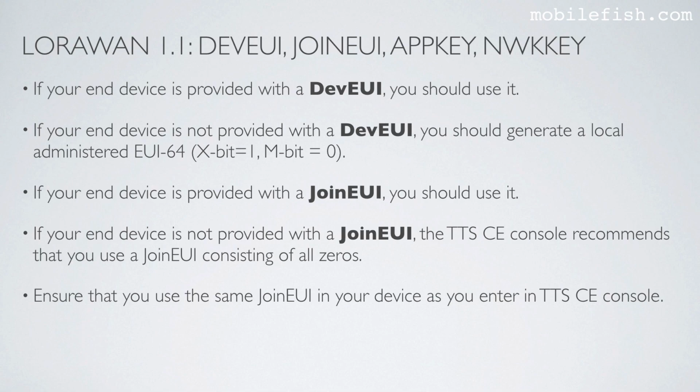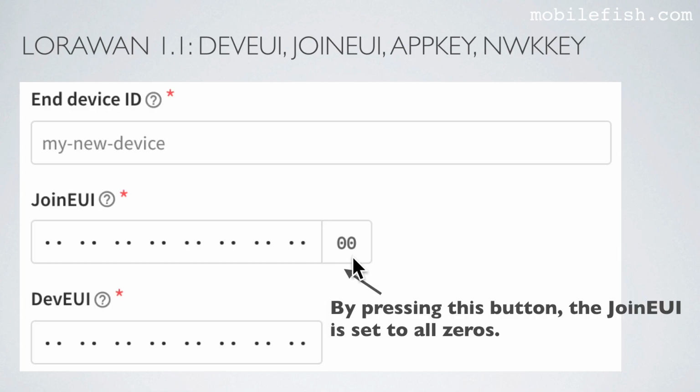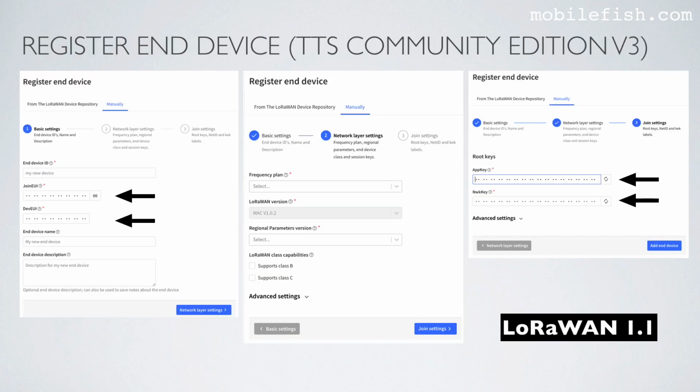Ensure that you use the same JoinEUI in your device as you enter in the ThinkStack Community Edition console. If you press this button, the JoinEUI is set to all zeros, but only do this if your end device is not provided with a JoinEUI. These are the three screens which you will see when you register an end device in the ThinkStack Community Edition for LoRaWAN 1.1. Here you enter your JoinEUI, your DevEUI, your AppKey, and NwkKey.